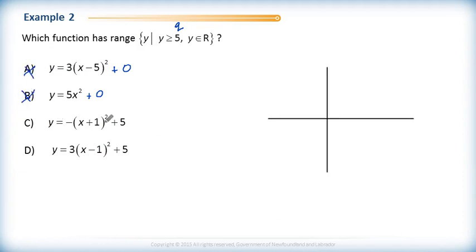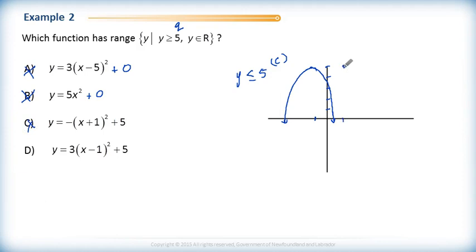Option C has vertex at (-1, 5). Let's see if that has the right range. Here's (-1, 5). The graph opens down because we had a negative in front of the brackets. So this is option C, and the range would be y less than or equal to 5. So that's incorrect.